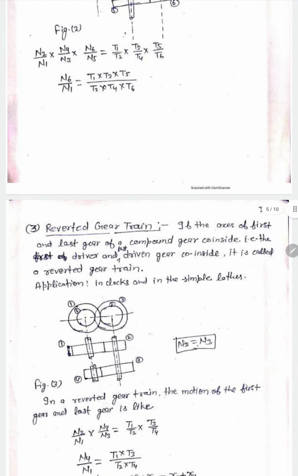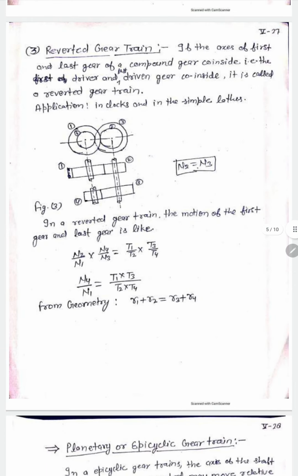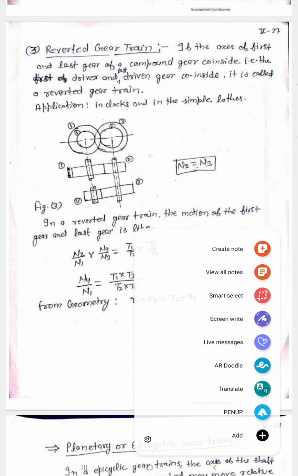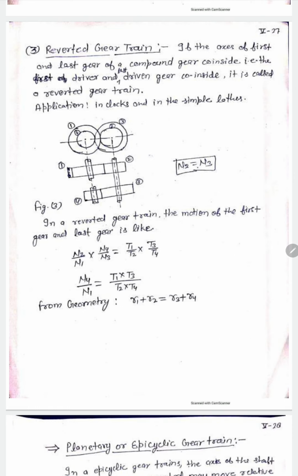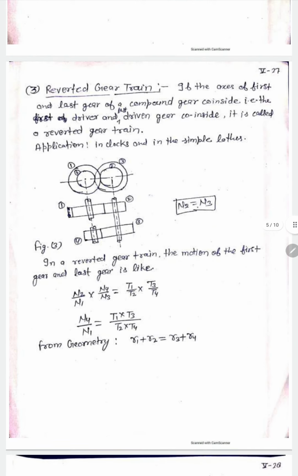After that, the third type of gear train is called a reverted gear train.